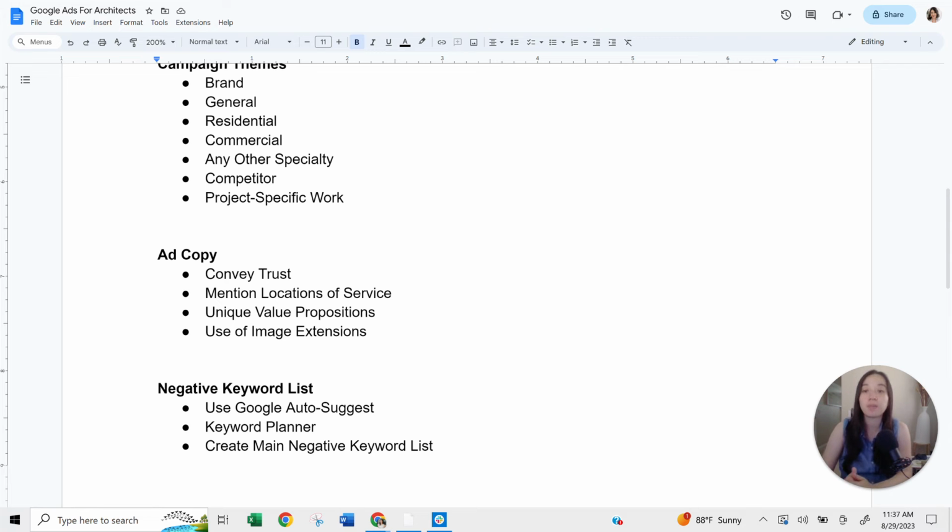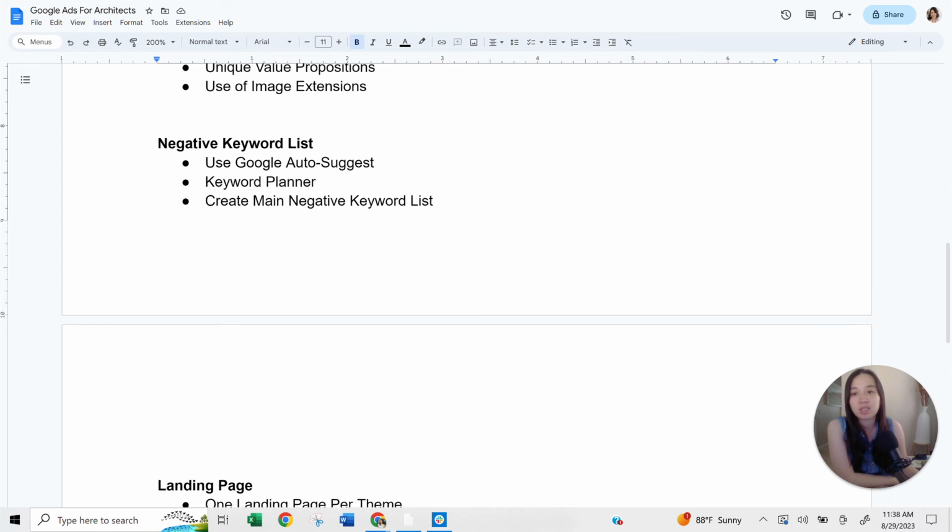And then on top of that, using image extensions. Image extensions are little images that appear right next to your ads in the ad copy. So making sure that you're using real images of projects that you have worked on, so that when someone's searching, they're going to see the project that you worked on and it might attract them. It's going to help with your click-through rate. It's a no-brainer. You definitely need to have it.